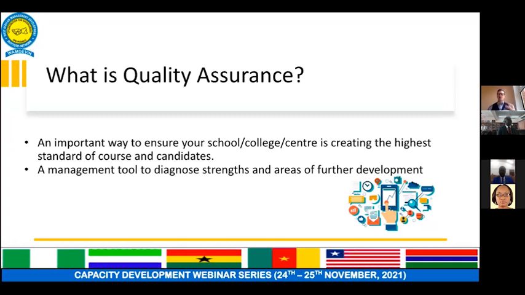Well, obviously, as the name suggests, it ensures the quality of our college, school, centre, business, however you brand yourself. And the whole point of this is that you are developing something, delivering something, so that you are able to create the highest standard of course, but more importantly, the highest standard of candidate. Because ultimately, what are we doing this for?